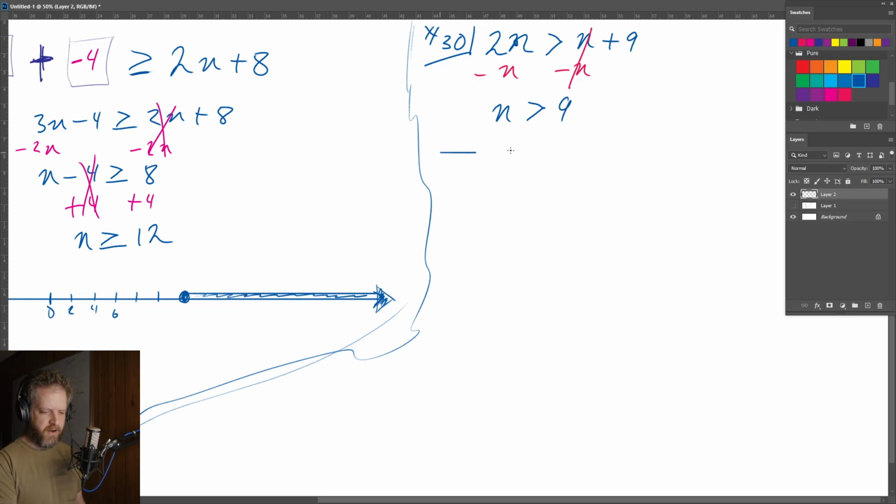We would do our number line. Put our 0 on here. We would count 1, 2, 3, 4, 5, 6, 7, 8, 9. We would put an open circle, label it 9, and we would shade to the right. Questions on that problem?